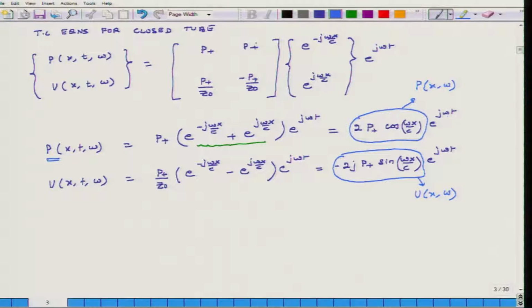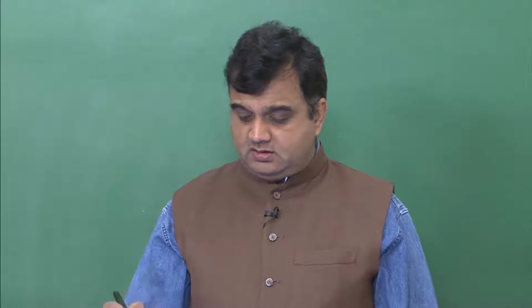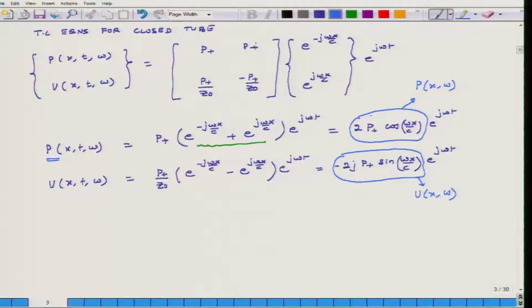Because what is e to the power of j omega t? It is cosine omega t plus j times sine omega t, and its amplitude is 1. So, whatever is the amplitude of p(x, t, omega) will actually be the same as the amplitude of P(x, omega), because the amplitude of this component is unity. Likewise, the complex amplitude of velocity is this term in the circle.